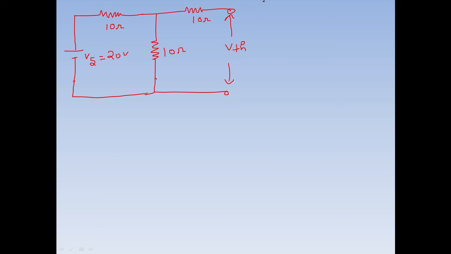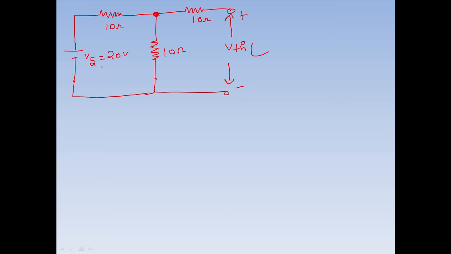This is the Thevenin equivalent voltage, with a positive sign and a negative sign. Now we have to find the Thevenin equivalent voltage, VTH. How will we find VTH? If we apply nodal analysis over here, VTH is the voltage across this terminal.